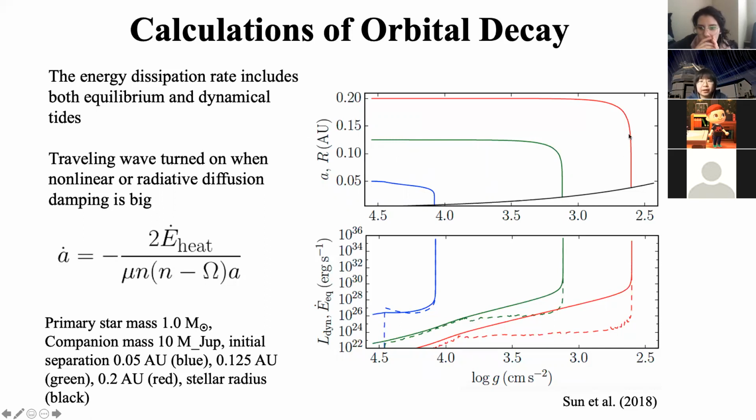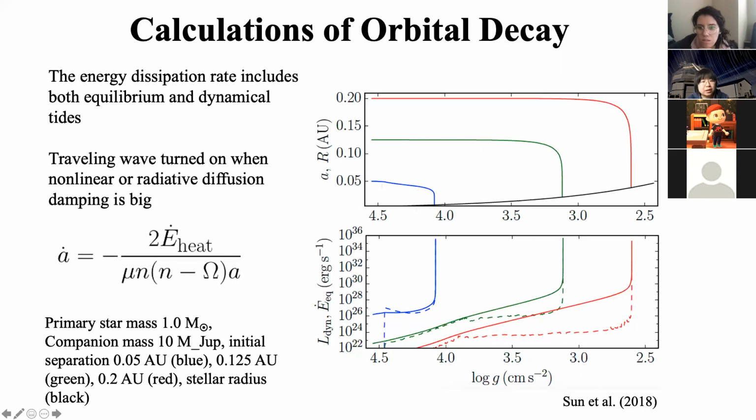In the top figure, the y-axis gives the distance between the two objects, and the x-axis gives the log g from the main sequence phase to the red giant phase. When the tidal dissipation rate is really big, the orbit will shrink at a really fast rate. We can also see there's a black solid line that indicates the star radius. So when the system separation equals the star radius, that means the two objects merge.